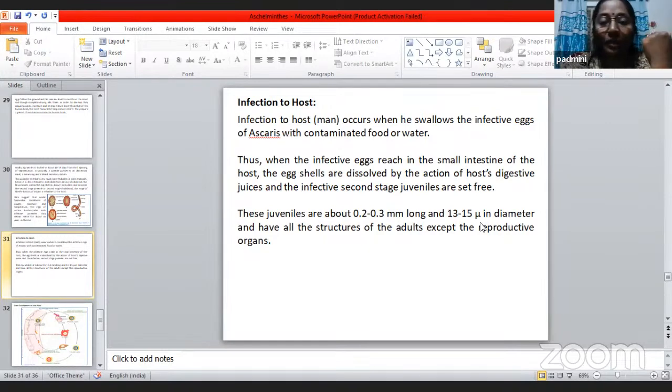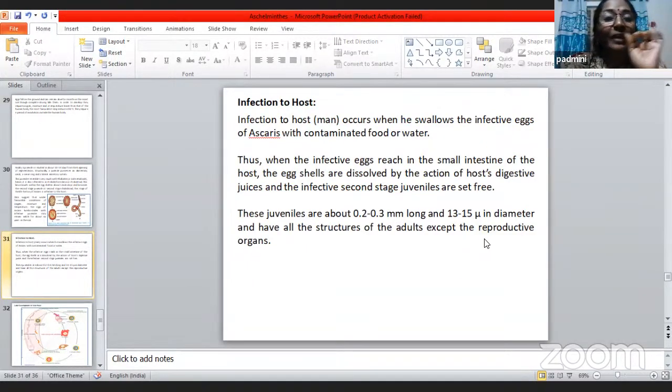You cannot see them with your naked eyes. They have all the structures of the adult except the reproductive organs. What are all the other structures of the adults? That is, they have their lips, they have their pharynx, they have their intestine. Everything is ready. They only have to eat and grow in size.